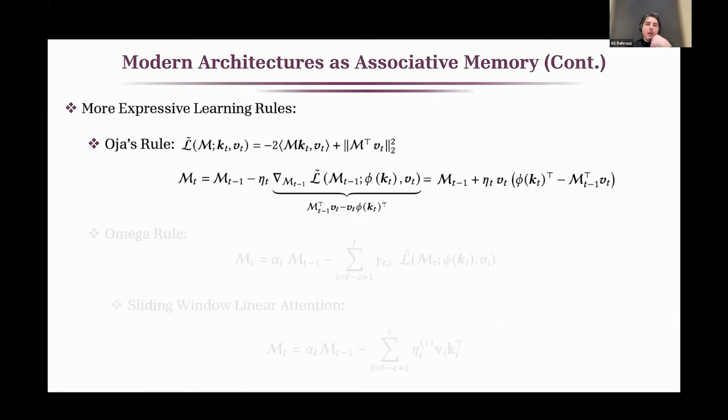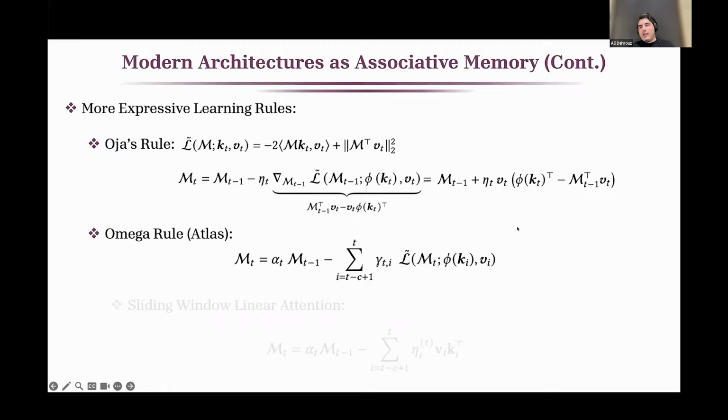And in the literature, we can see that there were a lot of efforts in this direction to go to more powerful learning rules. For example, there is the Oja rule, which tries to add a specific regularization term to the dot product similarity to make the Hebbian rule more powerful. And then also in the Atlas paper, we present this Omega rule, which basically says that all the RNNs that we are aware of are just online learners. And what does that mean? It means that they are optimizing their memory one at a time, in a stochastic manner, based on the current token that is given.